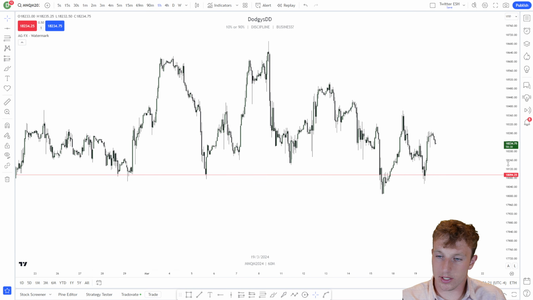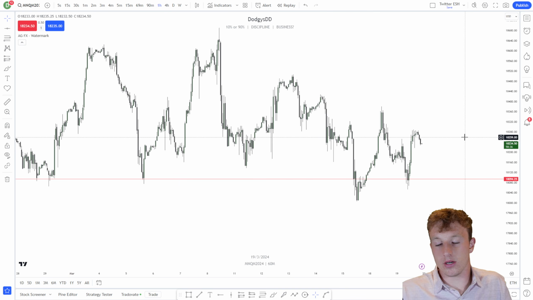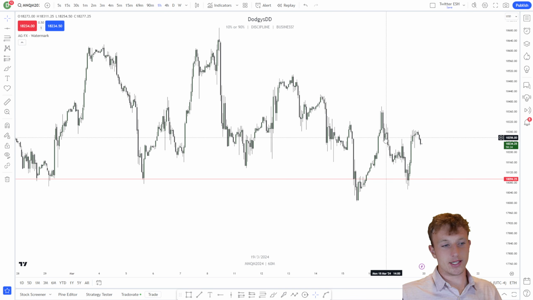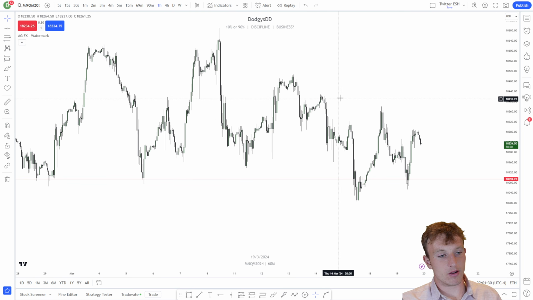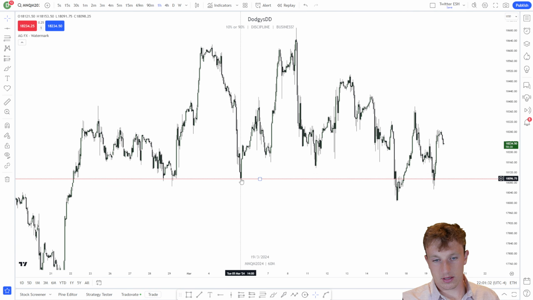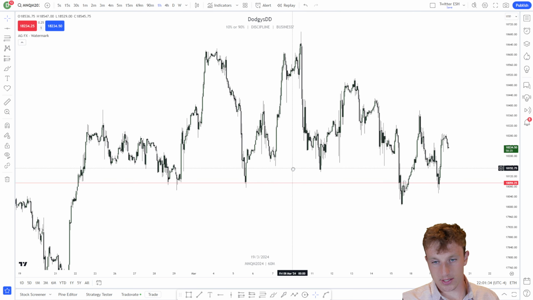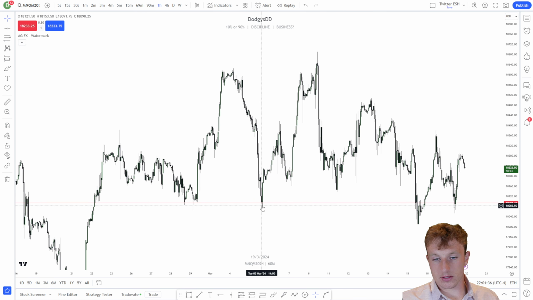There's not really much else to go over with this. Just understand what it is, and this is actually going to go along with the next video where I'm going to explain orders. And I'm going to teach you why knowing what support and resistance is and why marking out these really obvious support levels are very important.